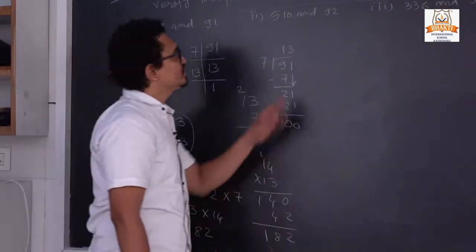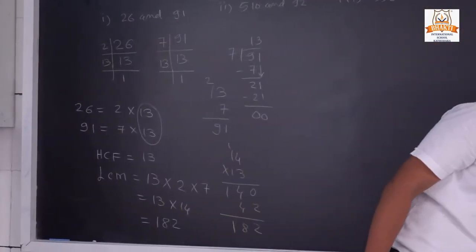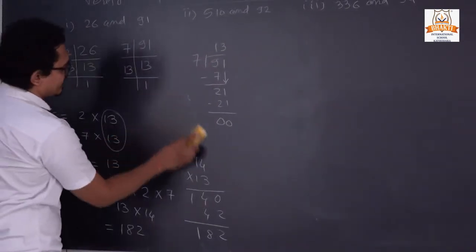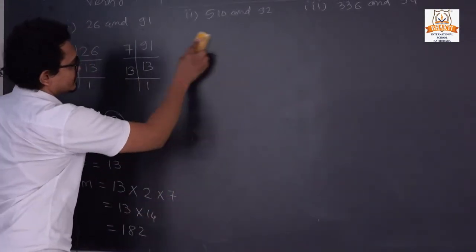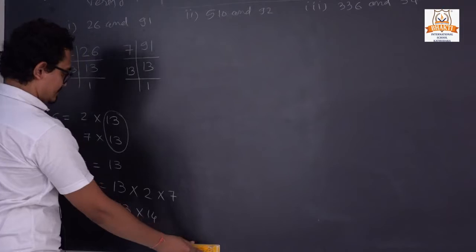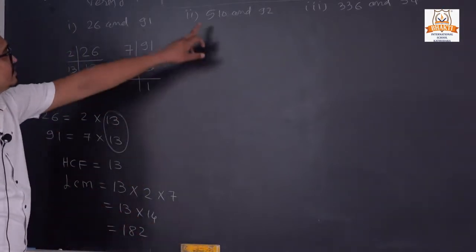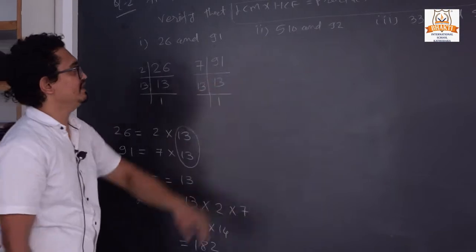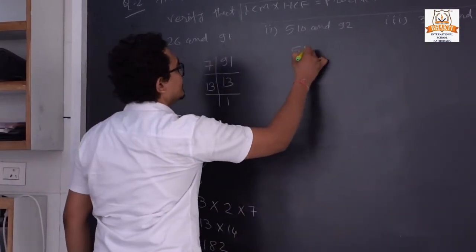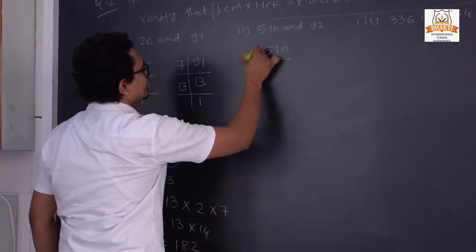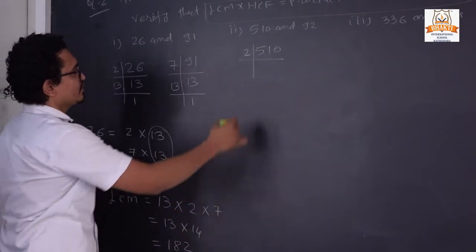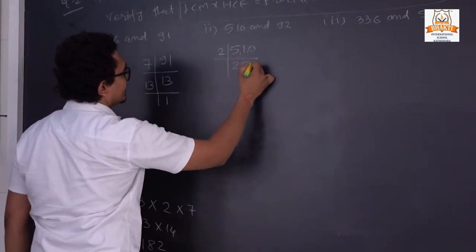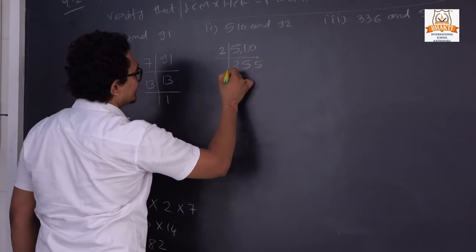Now question number 2. It is the same as our question number 1. So first of all, we can rough that. Next, second question, it is the same. So first we want to find out its prime factorization. So 510 will be divisible by 2. So 2 2s are 4, so we have a 1, 2 5s are 10, once again we have a 1, so it will be 5.